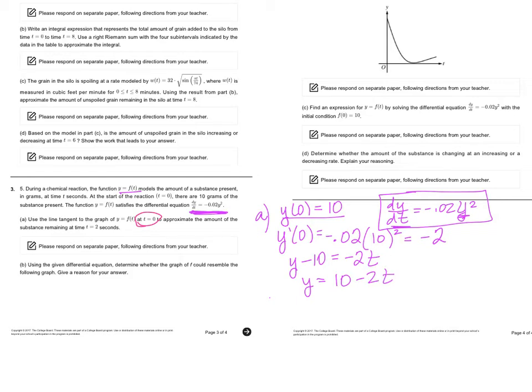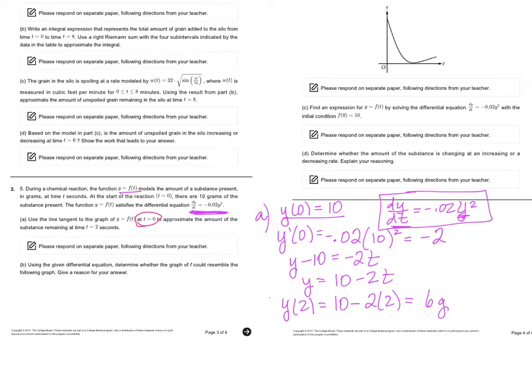So that's going to be my first step. Now you use the equation of the tangent line to find the amount remaining at t equals 2 seconds. So in other words, I'm trying to find y of 2, so I'm just going to put in 2 for t: 10 minus 4, and that would be 6. What are the units? Grams, because it told you that.